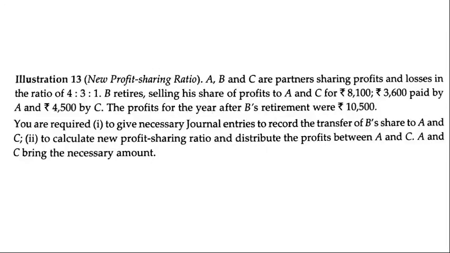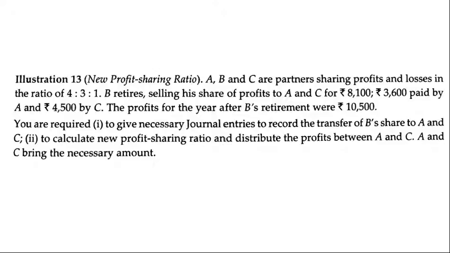A, B and C are partners sharing profits and losses in the ratio of 4:3:1. B retires, selling his share of profit to A and C for 8100. That means A and C are liable to pay 8100 to B: 3600 paid by A and 4500 by C. The profits for the year after B's retirement were 10,500. Now what is the requirement of the question?